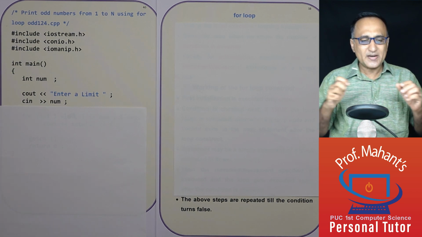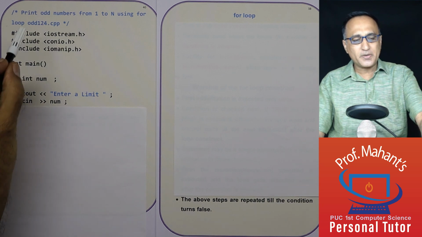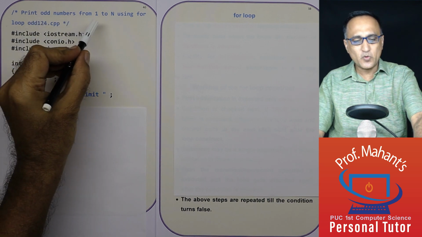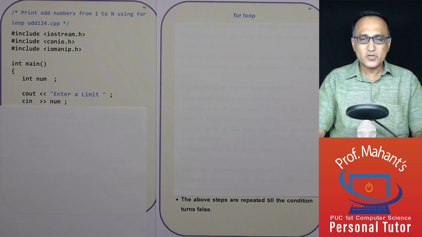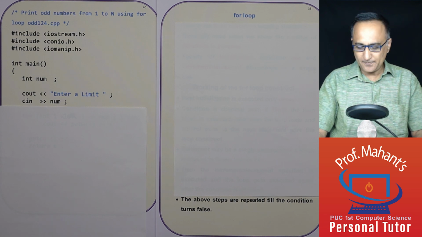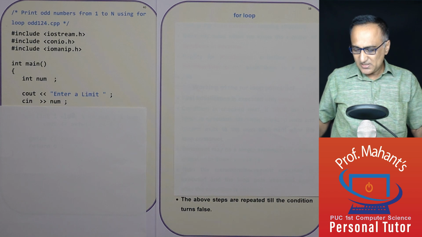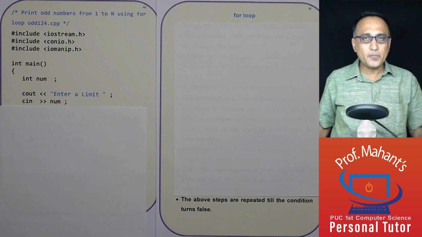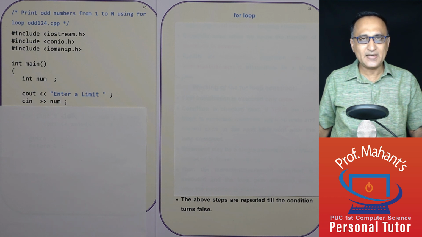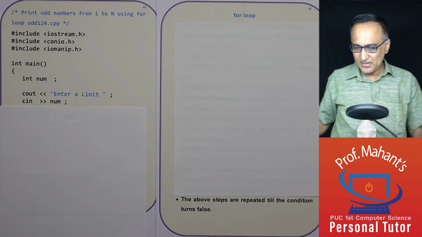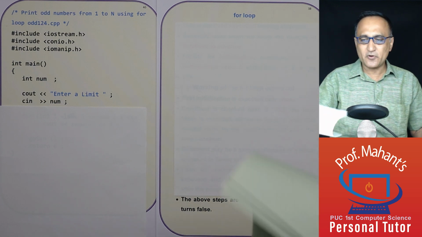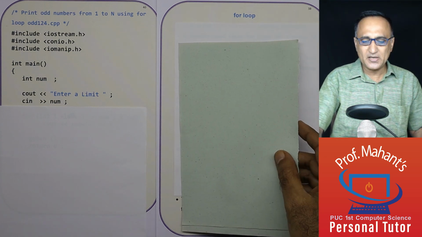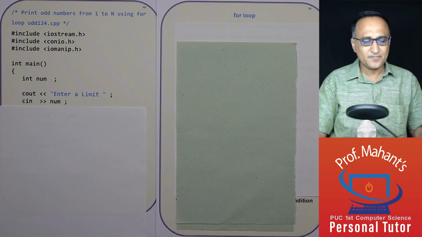So in order to understand the for loop, I am going to print all the odd numbers from 1 to n. So what is n? N is the last odd number the user is interested in printing. The user may say, I want n to be, say, 11. So it will print from 1 to 11. It will print 1, 3, 5, 7, 9 and 11. That's what I mean by odd numbers from 1 to n. N happens to be 11 in this particular case.